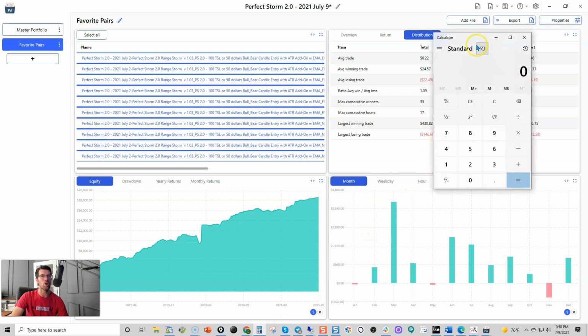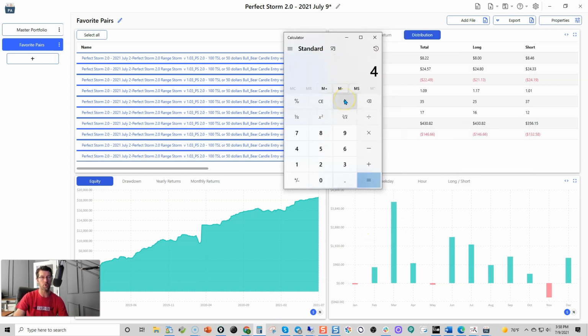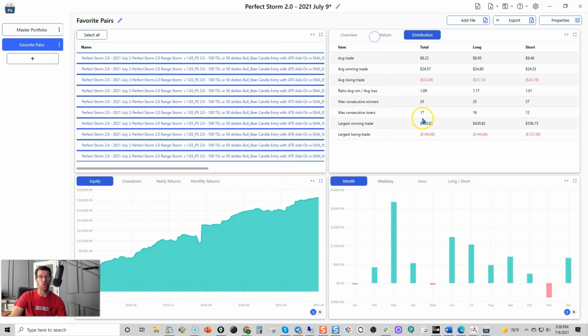So if I take my largest winner at $430 divided by 146, okay, we're looking at about a 3-to-1. So let me do the exact numbers here. 430.82 divided by 146.66. I'm looking at 2.93. So that's great. My winners are far bigger than my losers, right? My average winning trade, my average losing trade, I still have a slight edge to my average winners, which is awesome, right? And I'm fine with that.